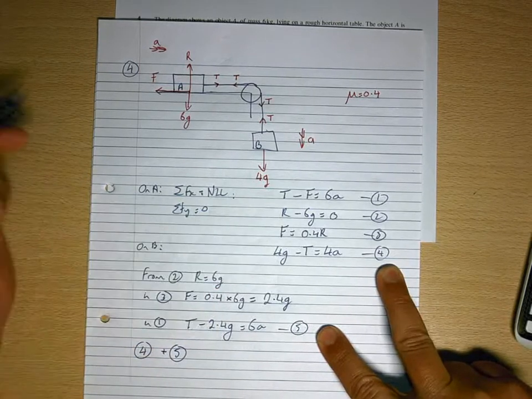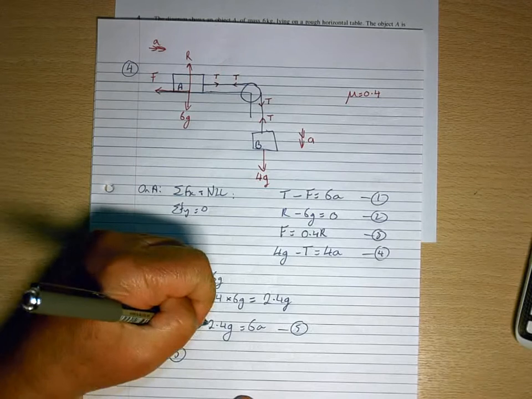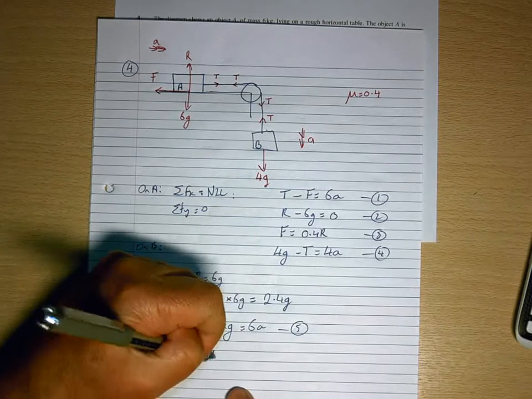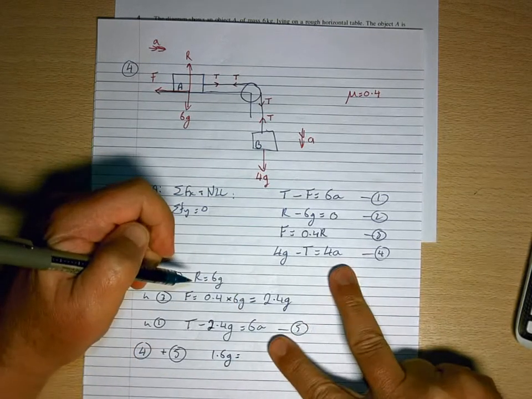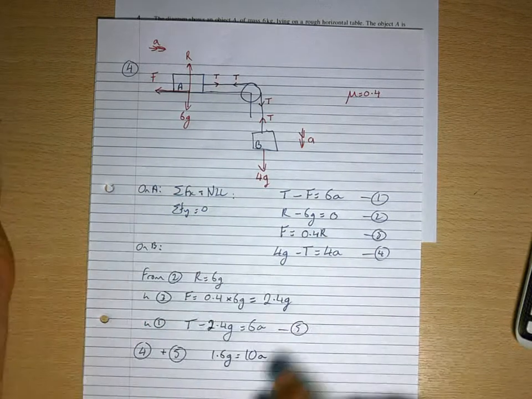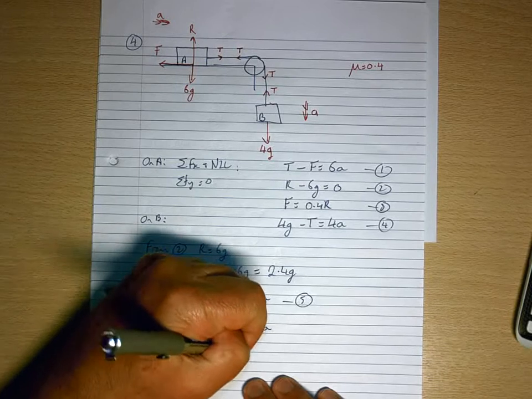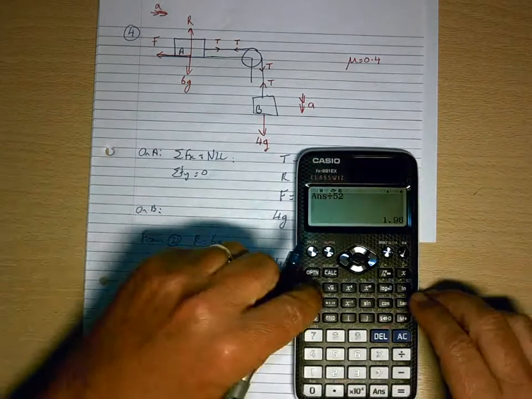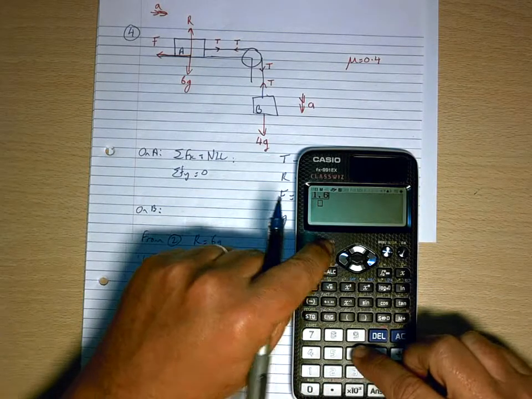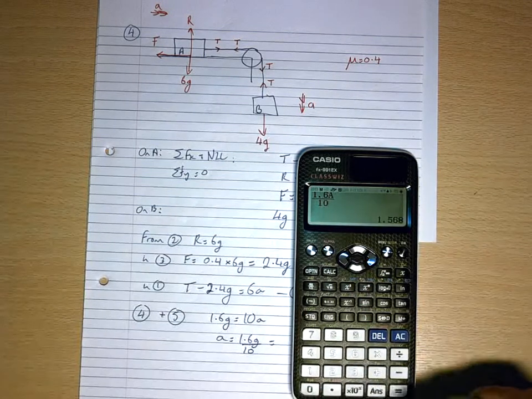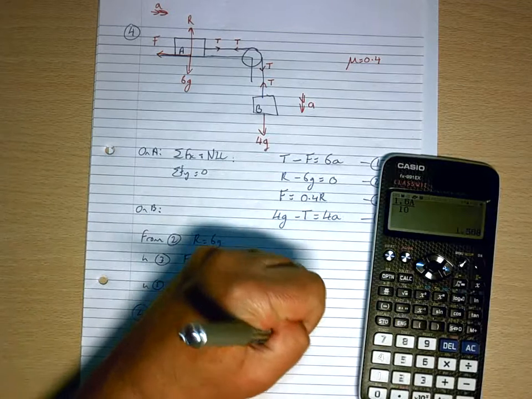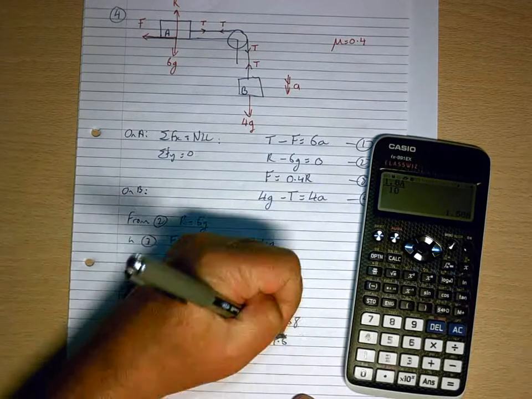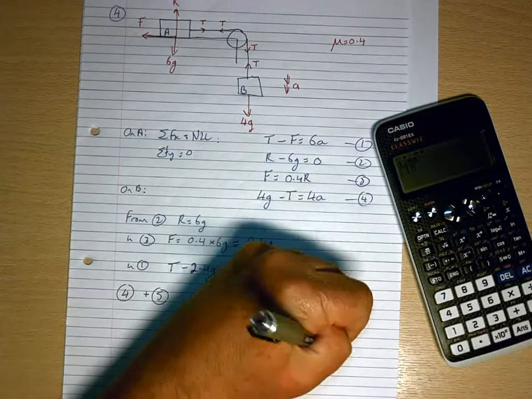now if I add 4 and 5 together, the T's are going to cancel. I have 4G minus 2.4G, which is 1.6G, equals 10A. So A will be 1.6G divided by 10, which is 1.568. So rounding that to two significant figures is going to be 1.6 meters per second squared.